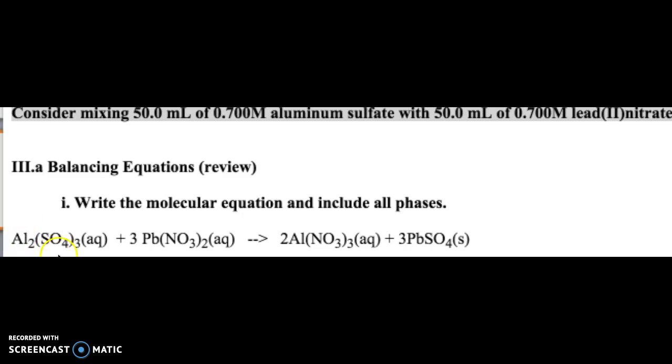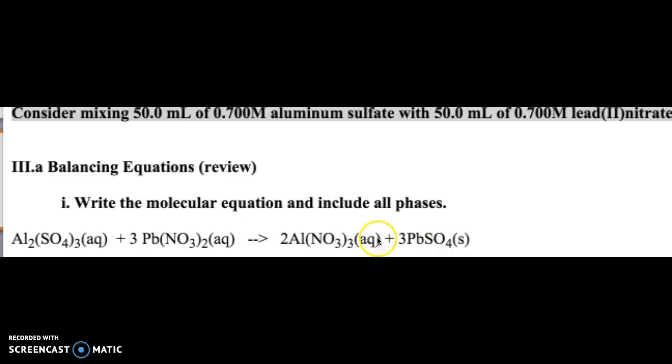Aluminum sulfate is Al2(SO4)3, lead(II) nitrate is Pb(NO3)2, and since it's double displacement, as we did in a previous video, we take aluminum and pair it up with the nitrate, and take the lead and pair it up with the sulfate, and we form these two compounds right here, again with the correct charges and the correct number of ions for each compound. Then lastly, we assign a state of matter for each of these compounds.